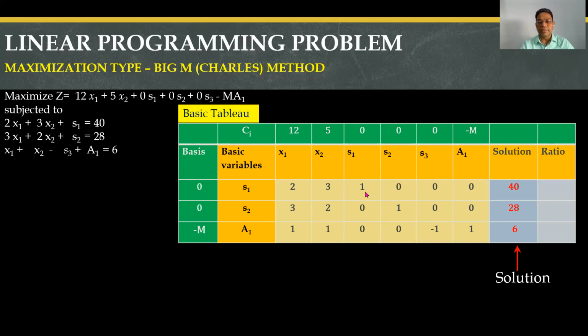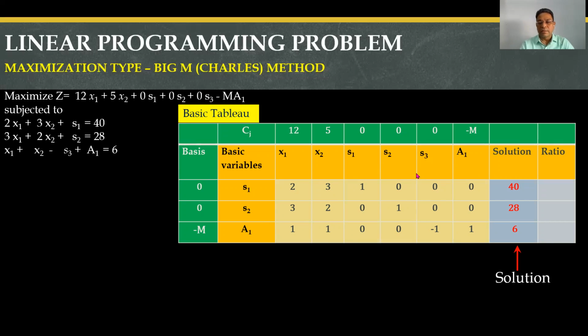Also one thing can be noted here. The basic variables are S1, S2 and A1. So the identity matrix is formed by S1, S2 and A1 only, and not by S1, S2 and S3 as usual. You can remember one thing, that the identity matrix is always formed by those variables which are in the basis. Which are the variables in the basis? S1, S2 and A1. So S1, S2 and A1 only will form the identity matrix. S3 will not be part of the identity matrix.